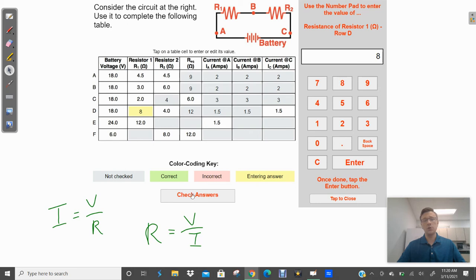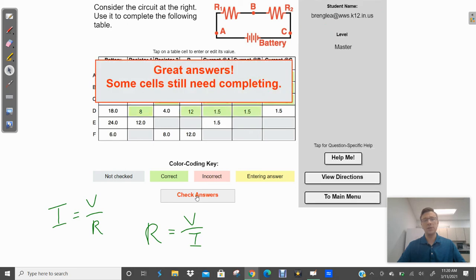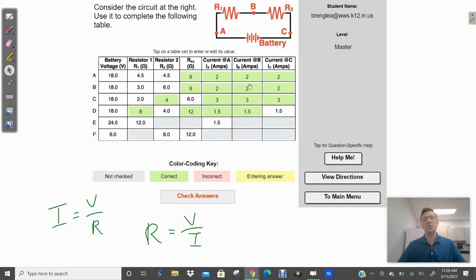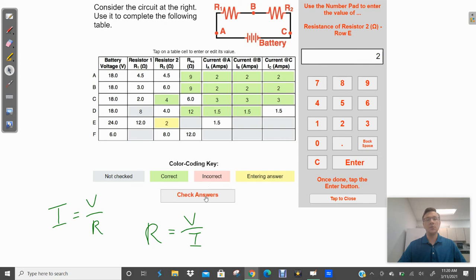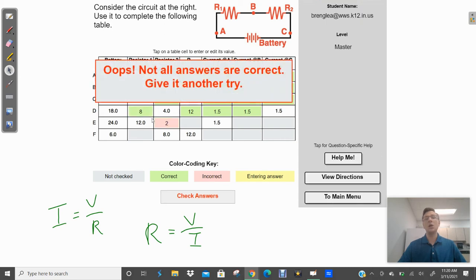Now, as you go along, if you're not sure that you've done something correctly or you want to check your work, you can always click this button here, check answers. And this is going to tell us if we've gotten things correct. So if it marks it in green, you've gotten it correct. Now I'm just going to fill in a random number here. And so if we check the answer and get it wrong, it's going to be red.